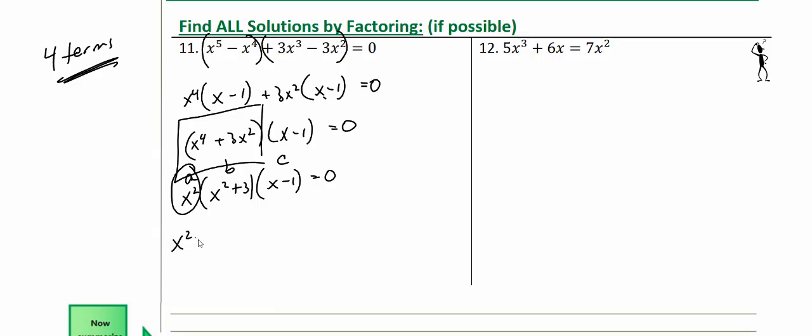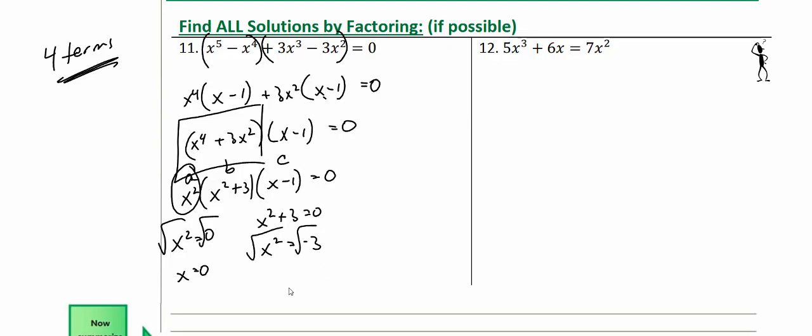I get x squared equals 0. Remember, how do I solve a square? I got to square root it, but x is equal to 0, right? I can't square root of 0 because that's just 0 anyway. I take x squared plus 3 equals 0. X squared is equal to negative 3.